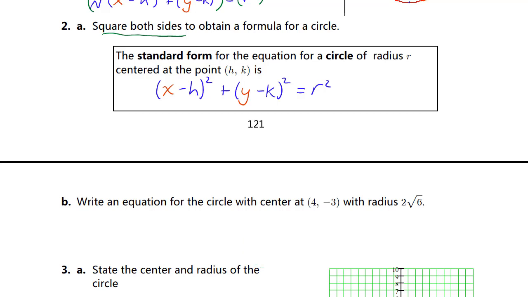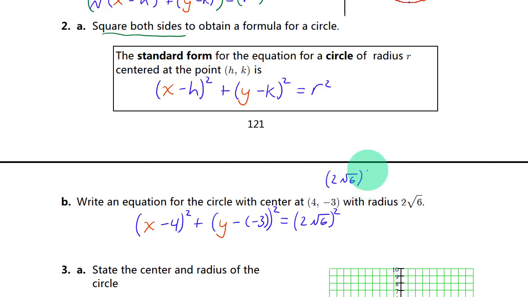Okay, so it's going to be (x minus 4) squared plus (y minus negative 3) squared should equal r squared, which is 2 times the square root of 6, squared. And 2 times the square root of 6 squared, let's work this out over here.